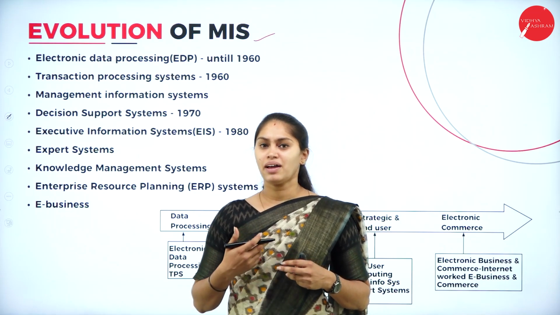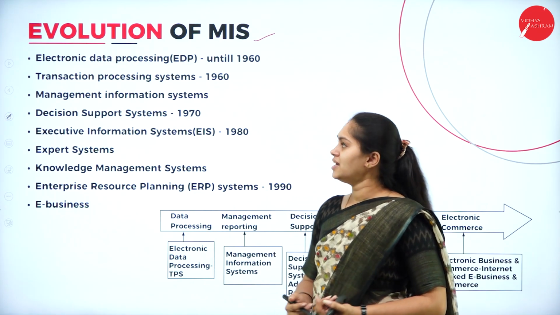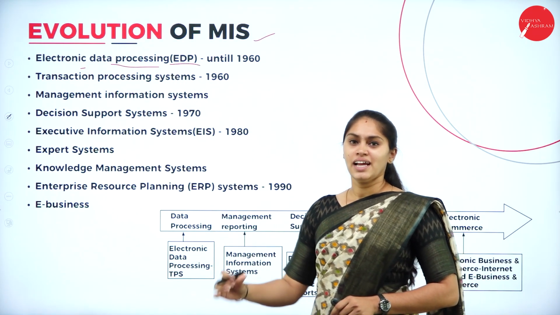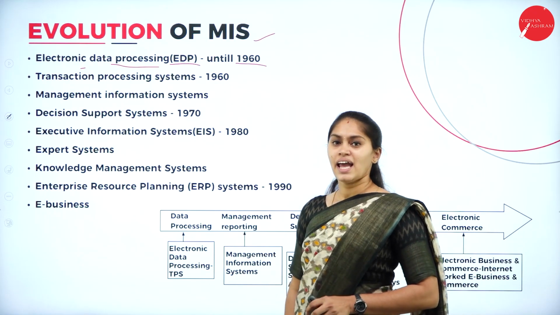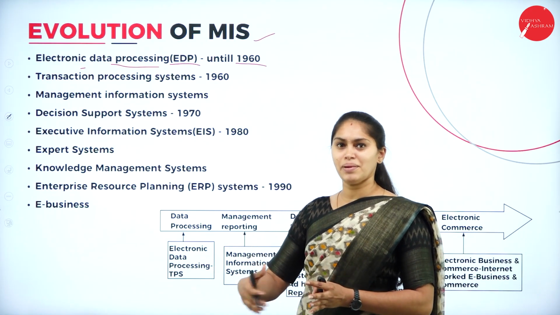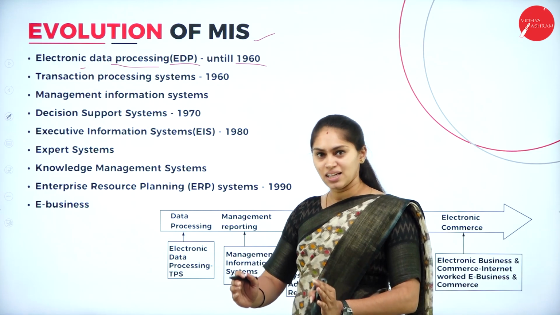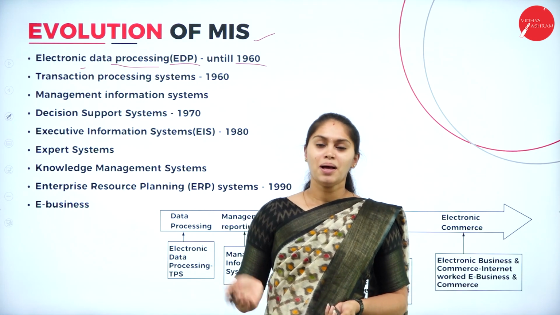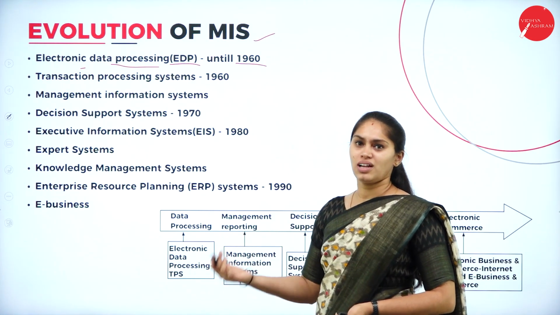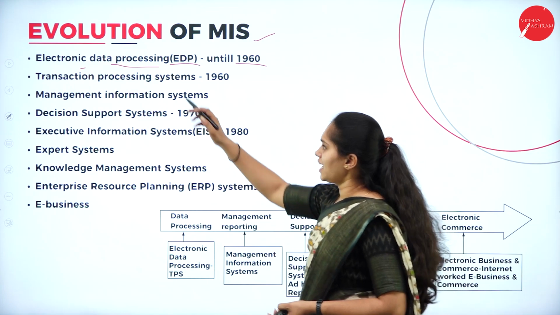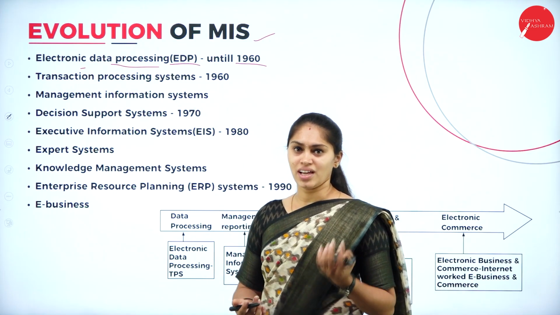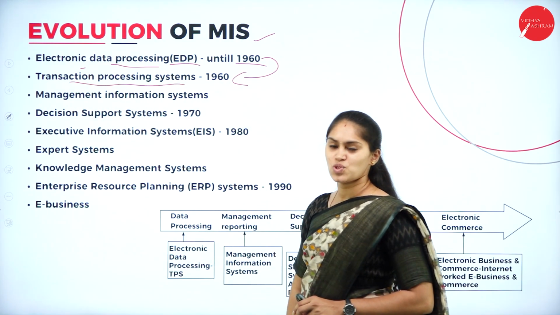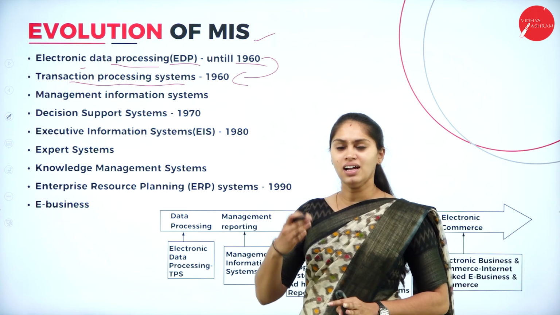As the system evolved, they started using electronic data processing, in short EDP. Until 1960, everybody thought that EDP, or electronic data processing, was the ultimate way of making the best decisions, or of holding a large amount of data. But they got to know that there was an enhanced version of EDP. Then we evolved to the transaction processing system, which in short we can call TPS.